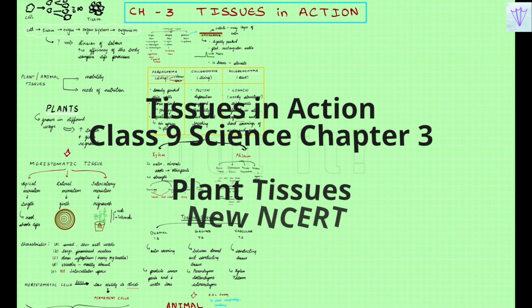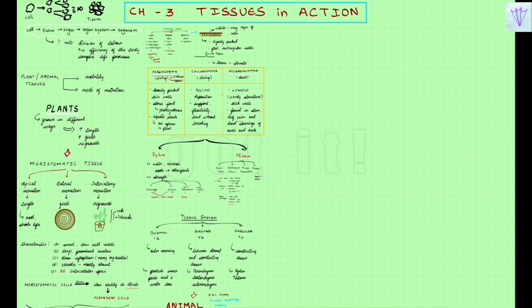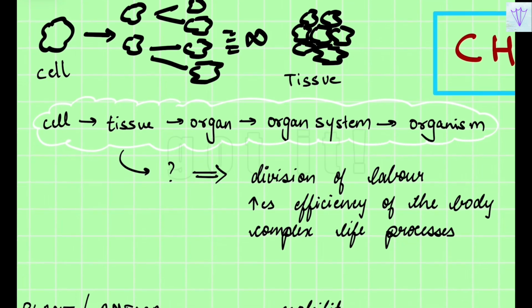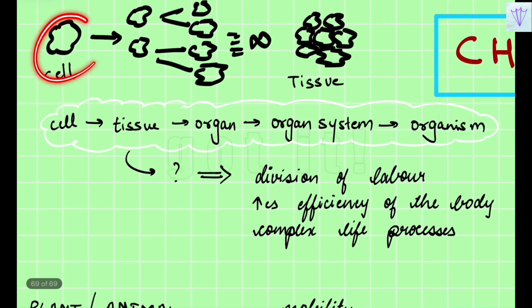We are starting with chapter 3, that is Tissues in Action. When you speak about tissue, we have to first start with a cell. A cell will divide to form a group of cells, and this will continue forever. Then a few cells with the same function and structure, or with some kind of similarity, will combine together in order to form a tissue.